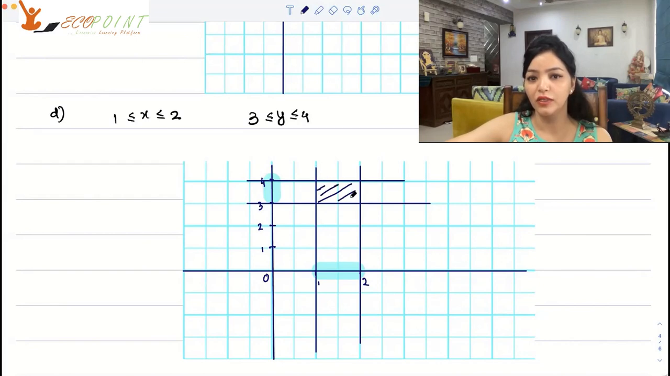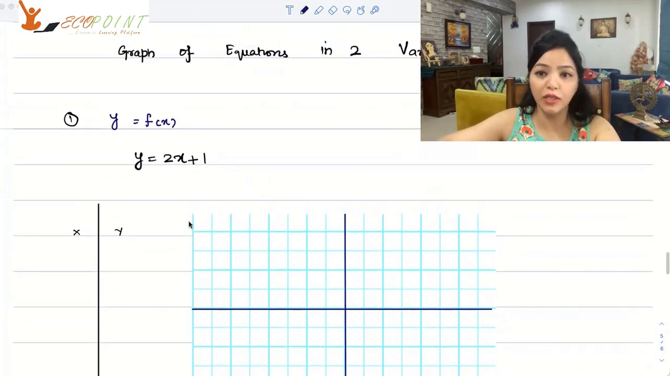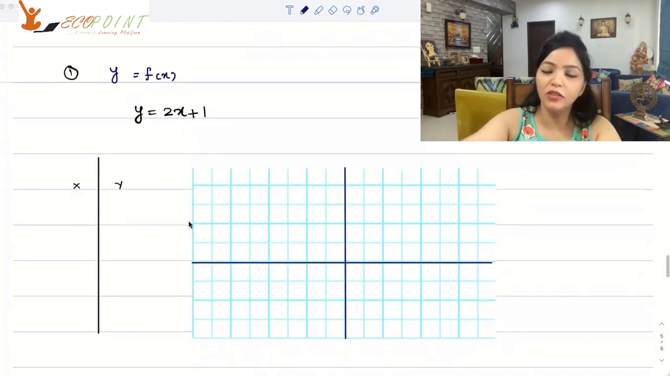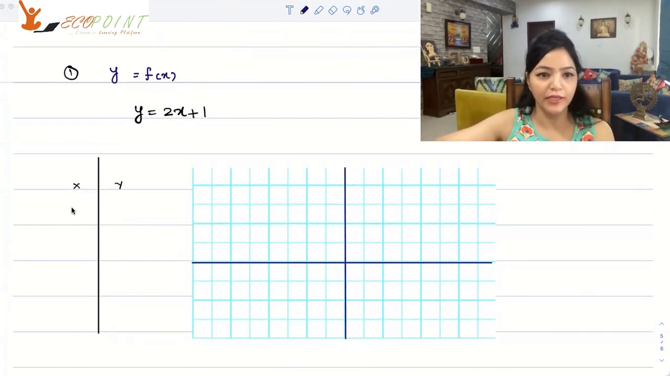This region. Let me now move back to the first example that I started with. Suppose y is equal to f of x, and y in this case is equal to 2x plus 1. How do we graph an equation in two variables on a Cartesian plane? The best way to go about it is to find certain points that satisfy this relation. So what do we do in that case? We give a value to x and we derive the value of y. In other words, we are trying to figure out the range of this function using the domain values.